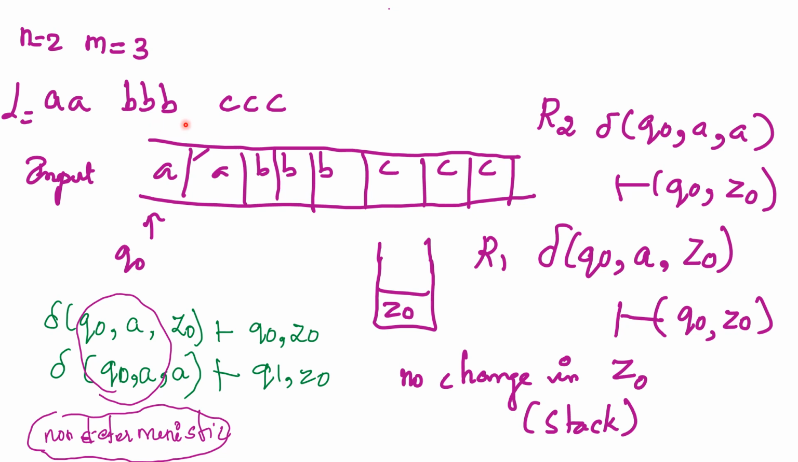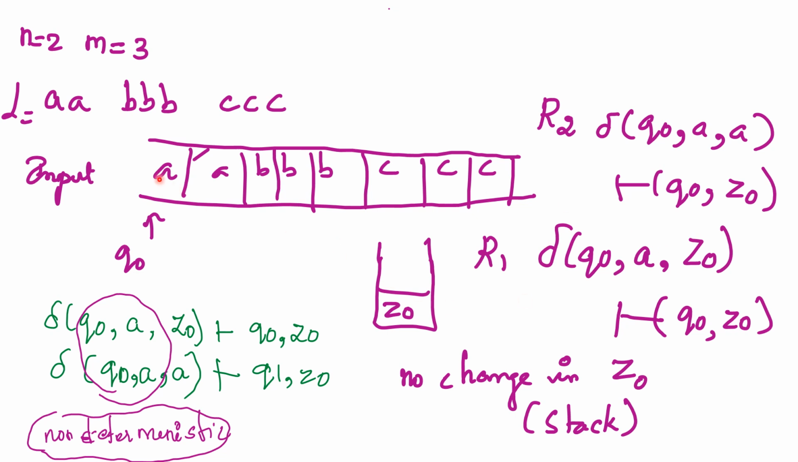Then after reading the b's, if you see c, you have to pop the element from the stack. So this matches the number of b's with the number of c's. You push the b's onto the stack, and the same way you pop the c's from the stack. That's all. So here you have to write the first rule.